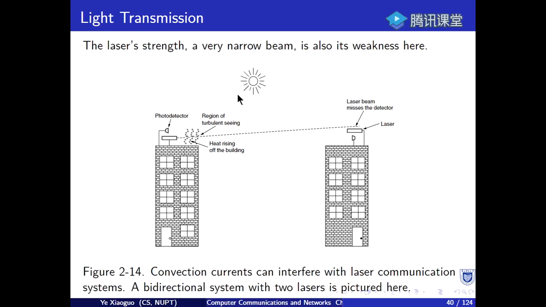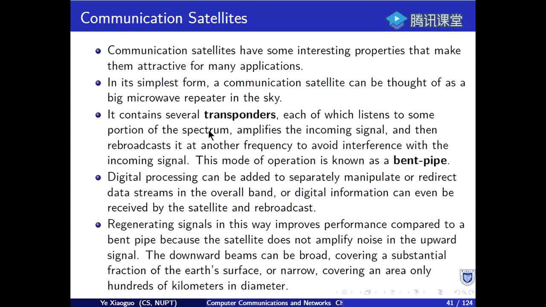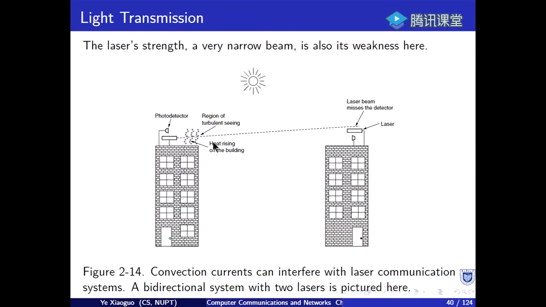For example, usually it does not work under some conditions. Heat rising from the building causes the beam to miss the detector, so there's an arrow. Usually this point can point to the receiving end, but with the heat of the sunlight, it doesn't work under some conditions.